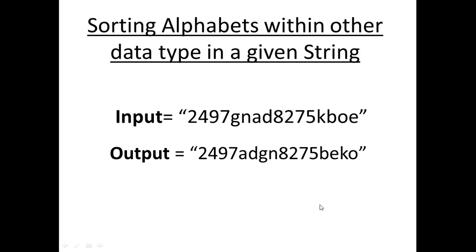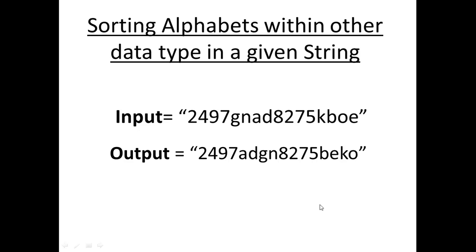Okay, we'll be sorting alphabet within other data type in a given string. We can say that the input is 2497, then some kind of 4 character, then another 4 figure, then 4 character. So what we're told to do is to sort the alphabet that we can find in the string within the other data type.